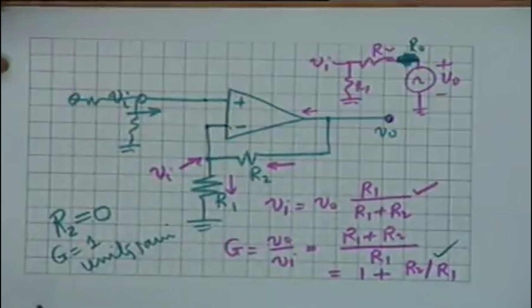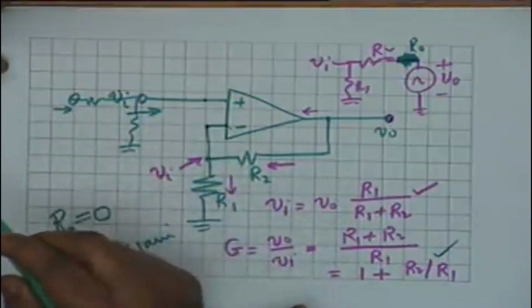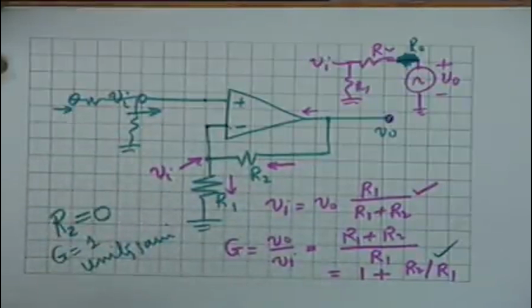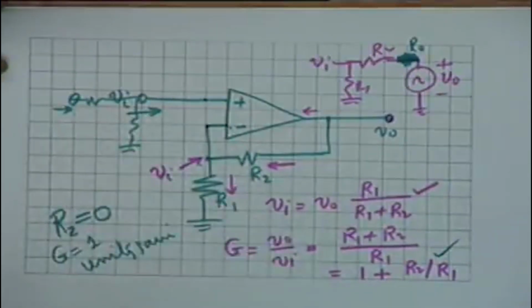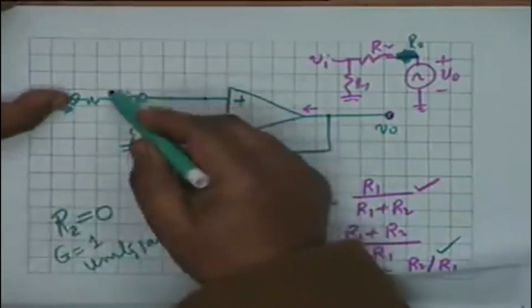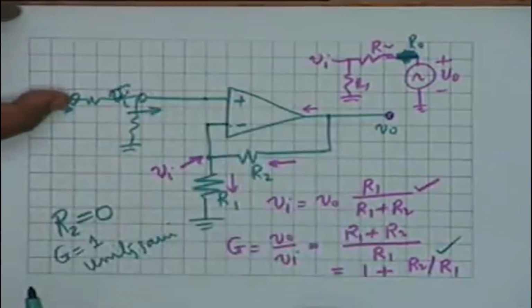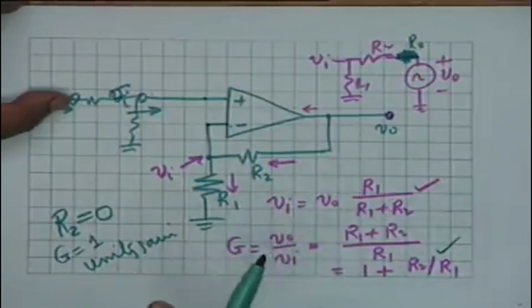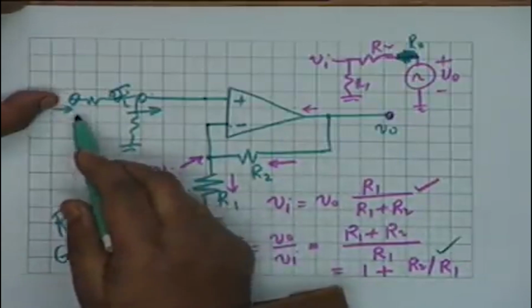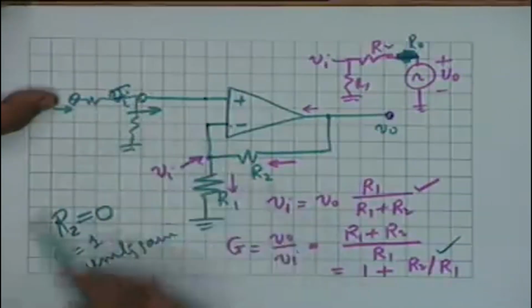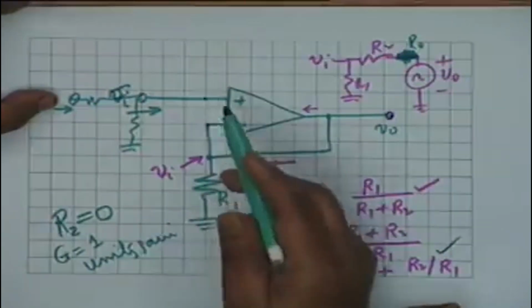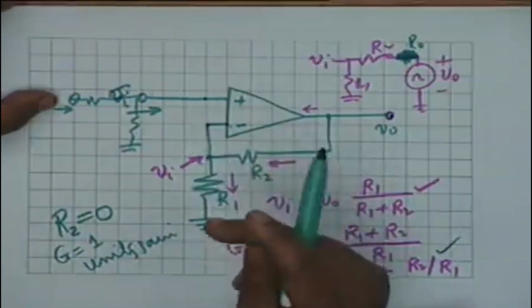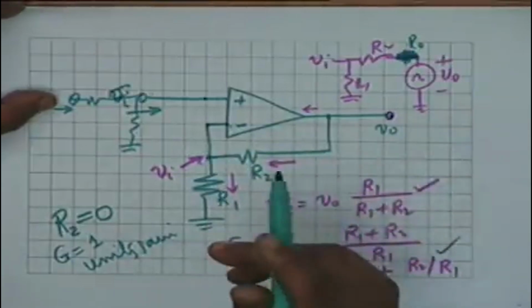I lose the advantage that the input impedance no longer becomes infinity. The input impedance will be the sum of these two resistors. The source has to be connected here instead of here. If I want a gain less than 1, then the source has to be connected here. So what the source sees is the sum of these two resistances. The op amp does not take any current, so the infinite input resistance advantage is lost.